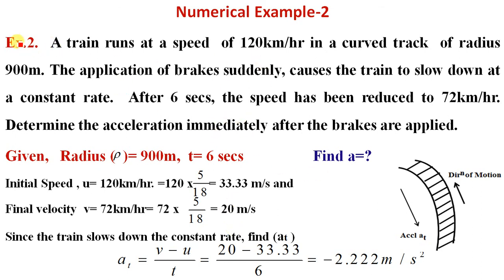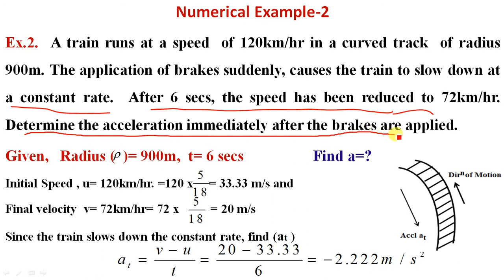In the second problem, a train runs at a speed of 120 km per hour on a curved track of radius 900 meter. The application of brakes suddenly causes the train to slow down at a constant rate. Here please remember constant rate. After 6 seconds, the speed has been reduced to 72 kmph. Determine the acceleration immediately after the brakes are applied.